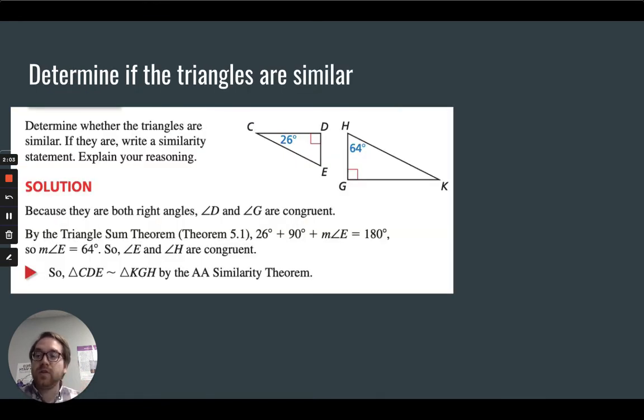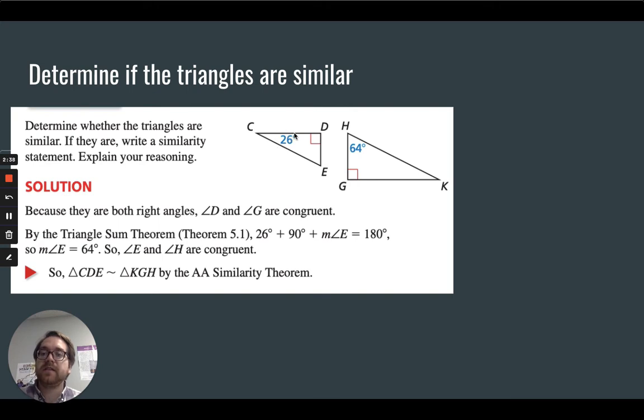So how do we use the angle-angle similarity theorem? If you're given two triangles and you want to figure out are they similar or not, if you know two of the angles, then you can determine if those triangles are similar. As you see in this figure here, we're given these two triangles, and we want to determine if they're similar. So we're told that D is a right angle, so that's 90 degrees, and G is also a right angle, so it's 90 degrees. So we know that D and G are congruent to each other because they're both right angles.